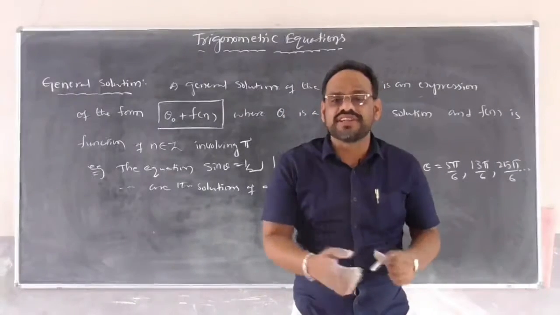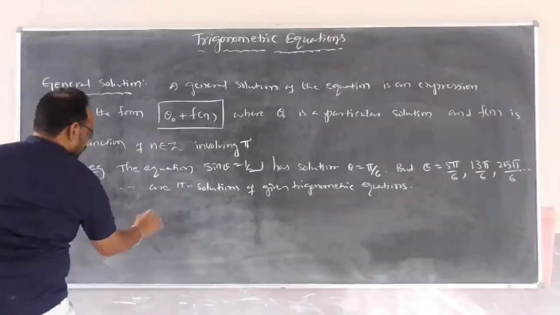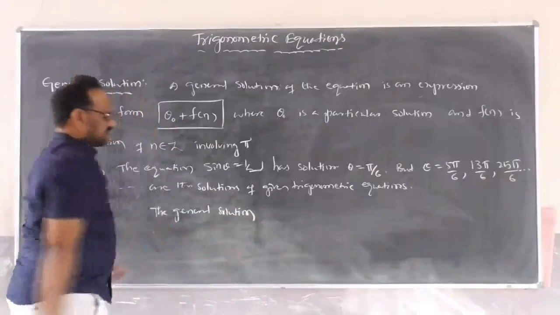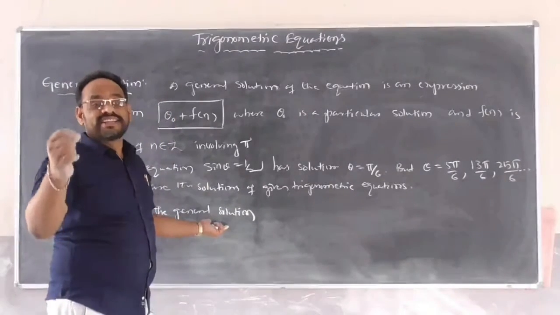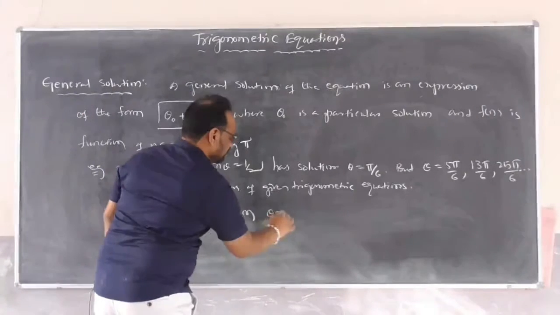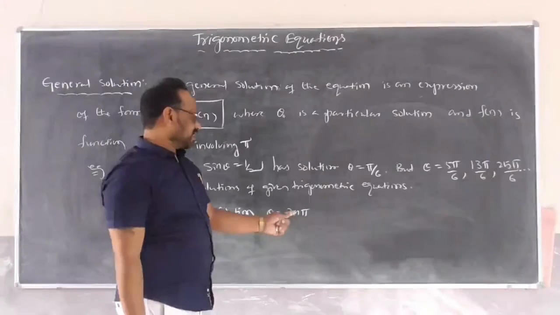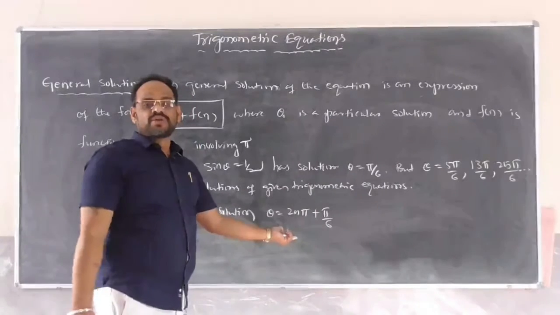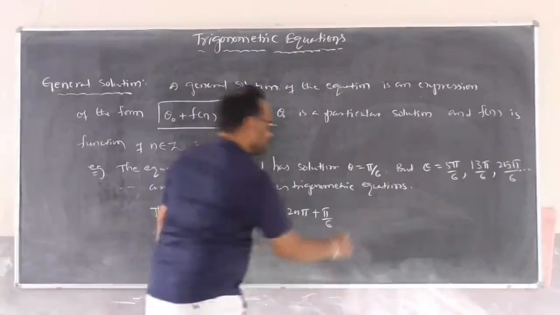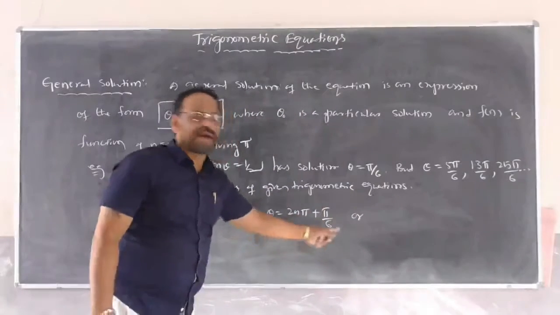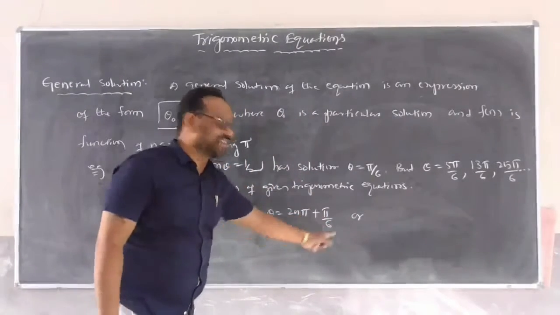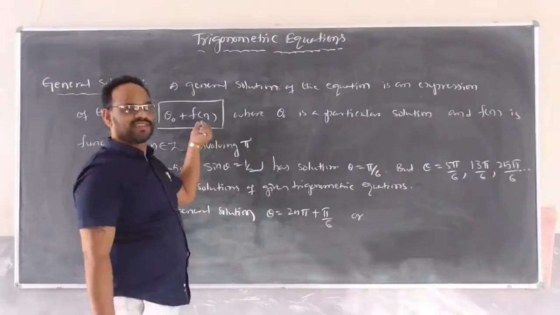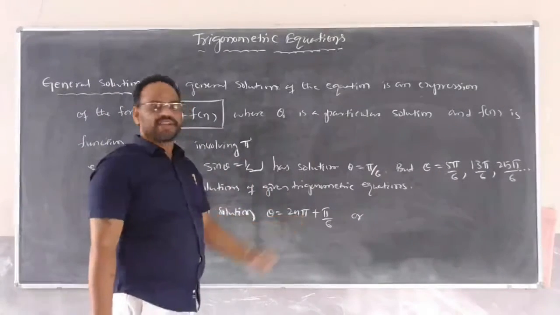So the general solution here is clearly theta is equal to 2n pi plus pi by 6. Here pi by 6 is a particular solution of the given trigonometric equation, 2n pi is the function, and n belongs to z, involving pi.